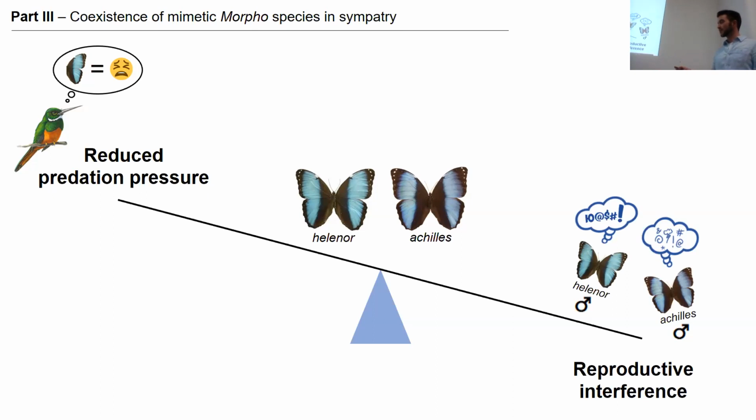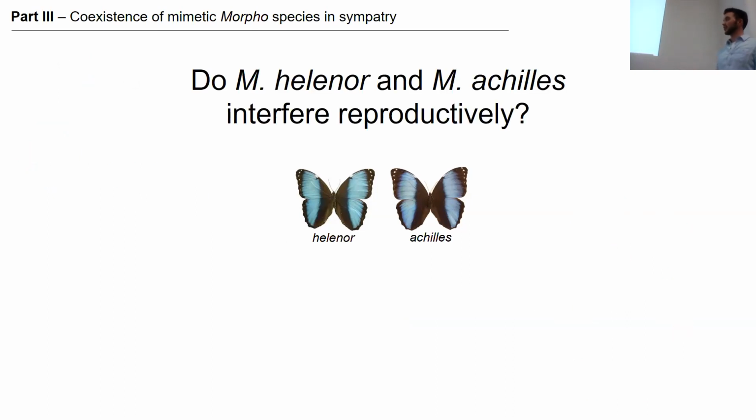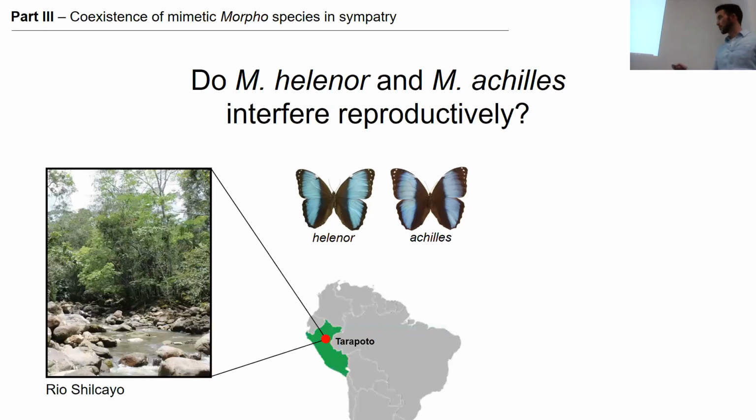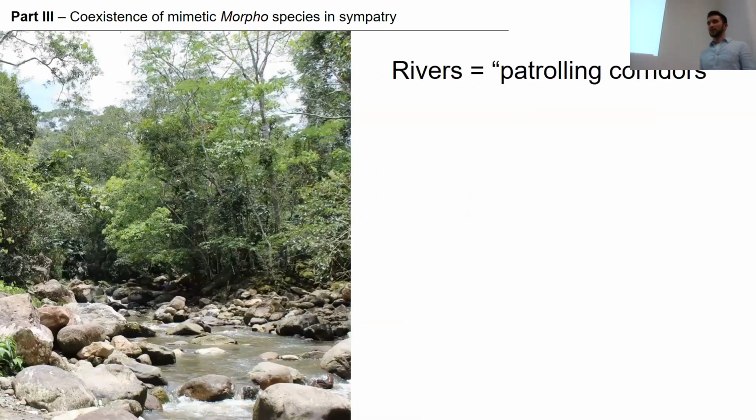So here we first asked whether the two species interfere reproductively. And for this, we focused on the populations of Eleanor and Achilles living in North Peru again, and we worked along a small river called the Rio Chicaya. Small rivers like this one are like a highway for Morpho butterflies. You can see many individuals following the river, and all these individuals are males. This stereotyped behavior of going up and down the river is called patrolling. Males are patrolling in search for females.